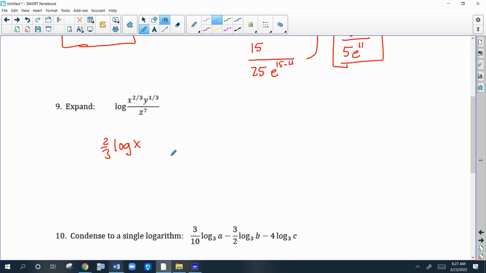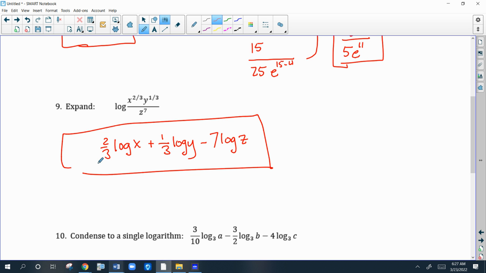Now you look to the y part. It's positive because it's up top, and its exponent comes down in front of the log, not in front of the y, in front of the log, and that's it. So we're 2/3 of the way through there, I guess. The z is on the bottom, so it's going to be a negative log. And its exponent comes down in front. And that's it. It's completely expanded.